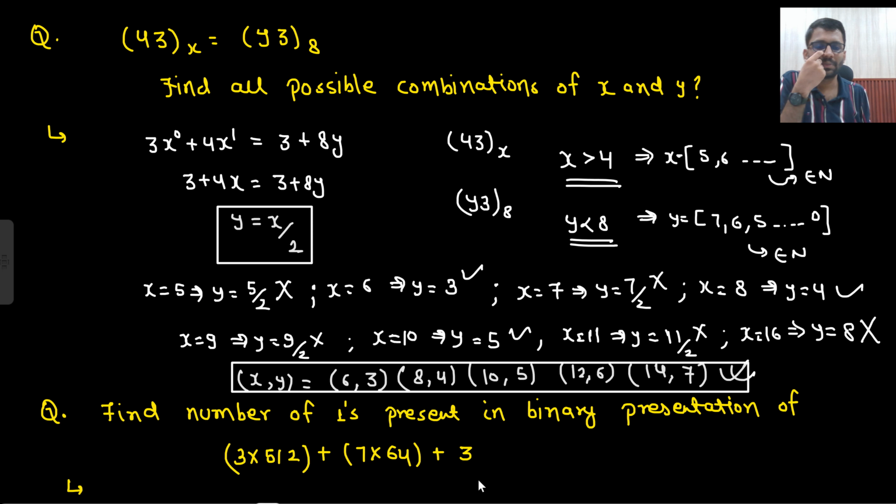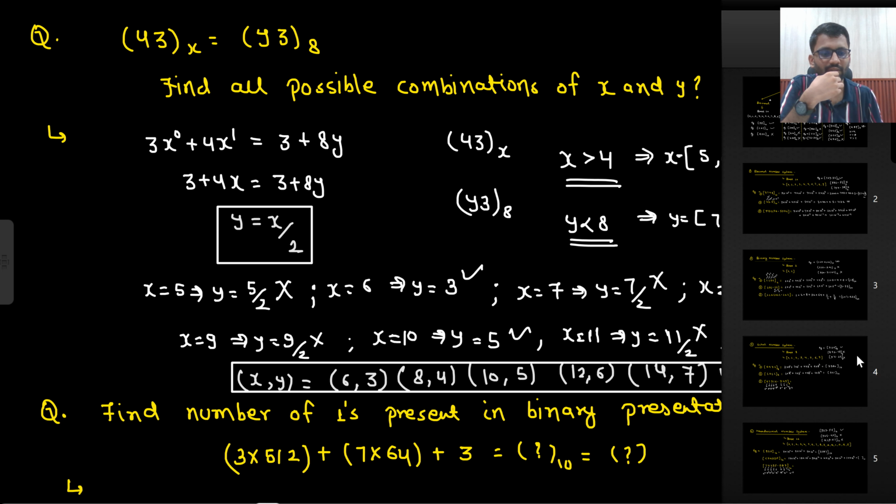Find the number of ones present in the representation of 3 into 512 into 7 plus 7 into 64 plus 3. What you will do? You need to find the number of ones in the binary representation. So what you will do? First you will convert it to decimal, because all these are in decimal. So first you will convert it to decimal and then you convert it to binary. Is that the way you will be doing? No. So how you will be proceeding?